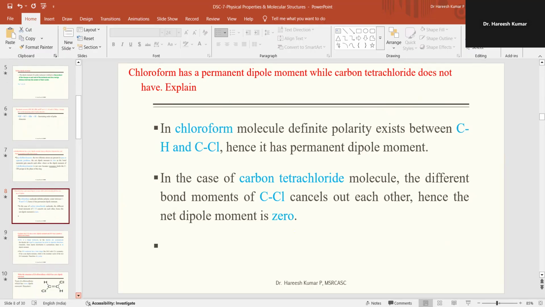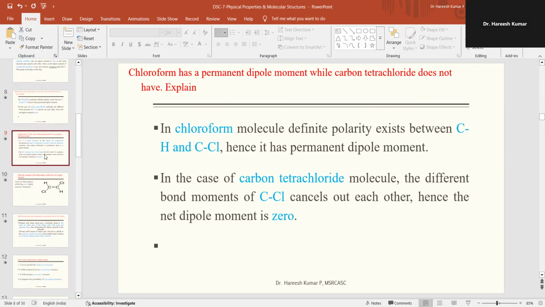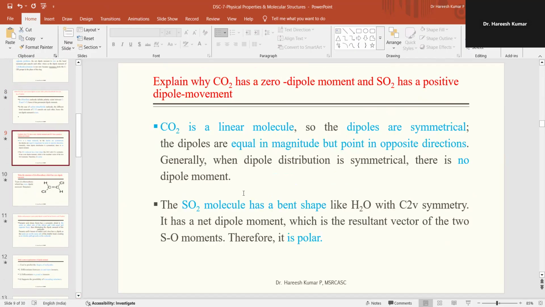Let's take one more question, that is, explain why carbon dioxide has a zero dipole moment and sulfur dioxide has a positive dipole moment. So carbon dioxide is a linear molecule. Linear molecule means oxygen, double bond, carbon, double bond, oxygen. It's a linear molecule.